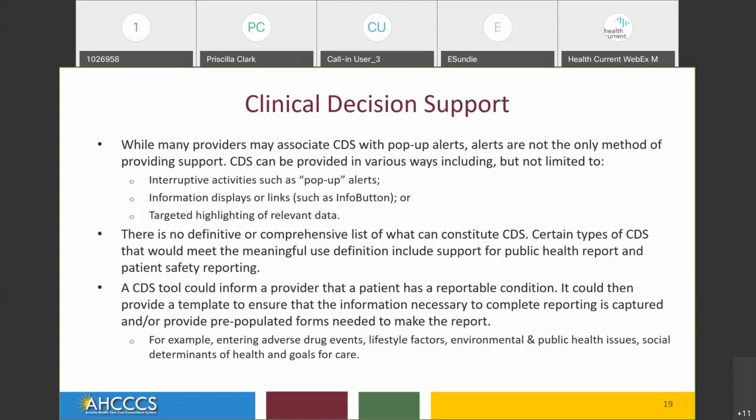Certain types of CDS that would meet the means of use definition include support for public health reports and patient safety reporting. A CDS tool can inform a provider that a patient has a reportable condition. It could then provide a template to ensure that the information necessary to complete reporting is captured, and/or provide pre-populated forms needed to make the report. For example, entering adverse drug events, lifestyle factors, environmental and public health issues, social determinants of health, and goals for care.